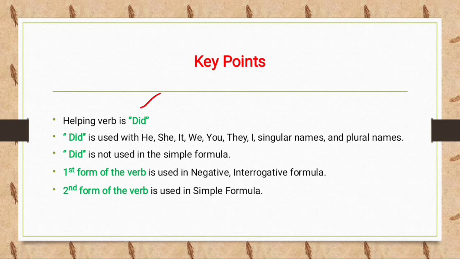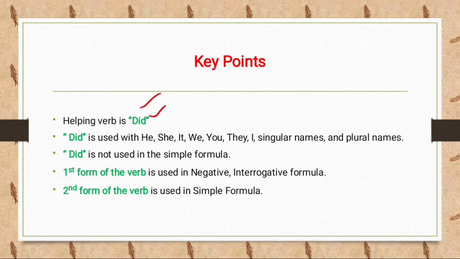Every tense has its own helping verb. For example, present indefinite tense helping verb is do and does. Present continuous tense helping verb is is, are, or am. Present perfect tense helping verb is have and has. Present perfect continuous tense helping verb is have been and has been. The same, past indefinite tense helping verb is did.